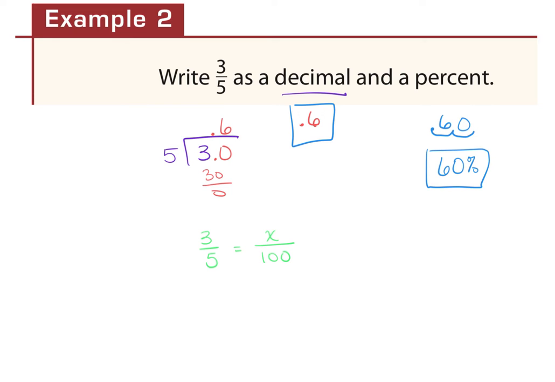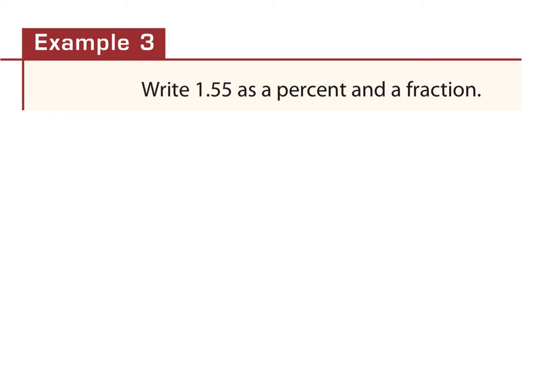Or you can say, how many times do I multiply 5 by to get 100? Well, I multiply it by 20, right? So 3 over 5 equals 60 over 100, which lo and behold is 60%, right? Does that make sense? And 60 100ths in decimal form is 0.6. So this is the other thing they can give you.